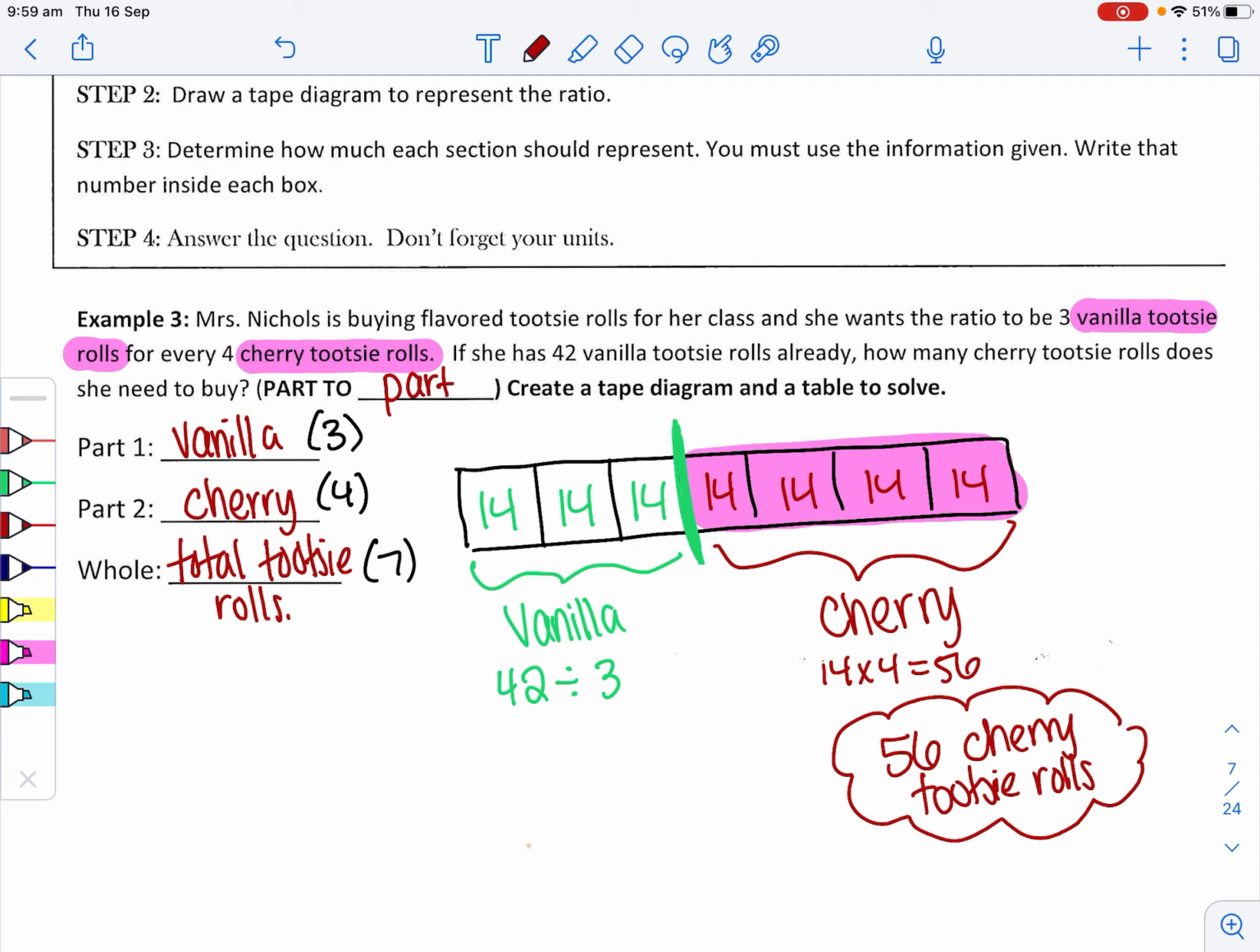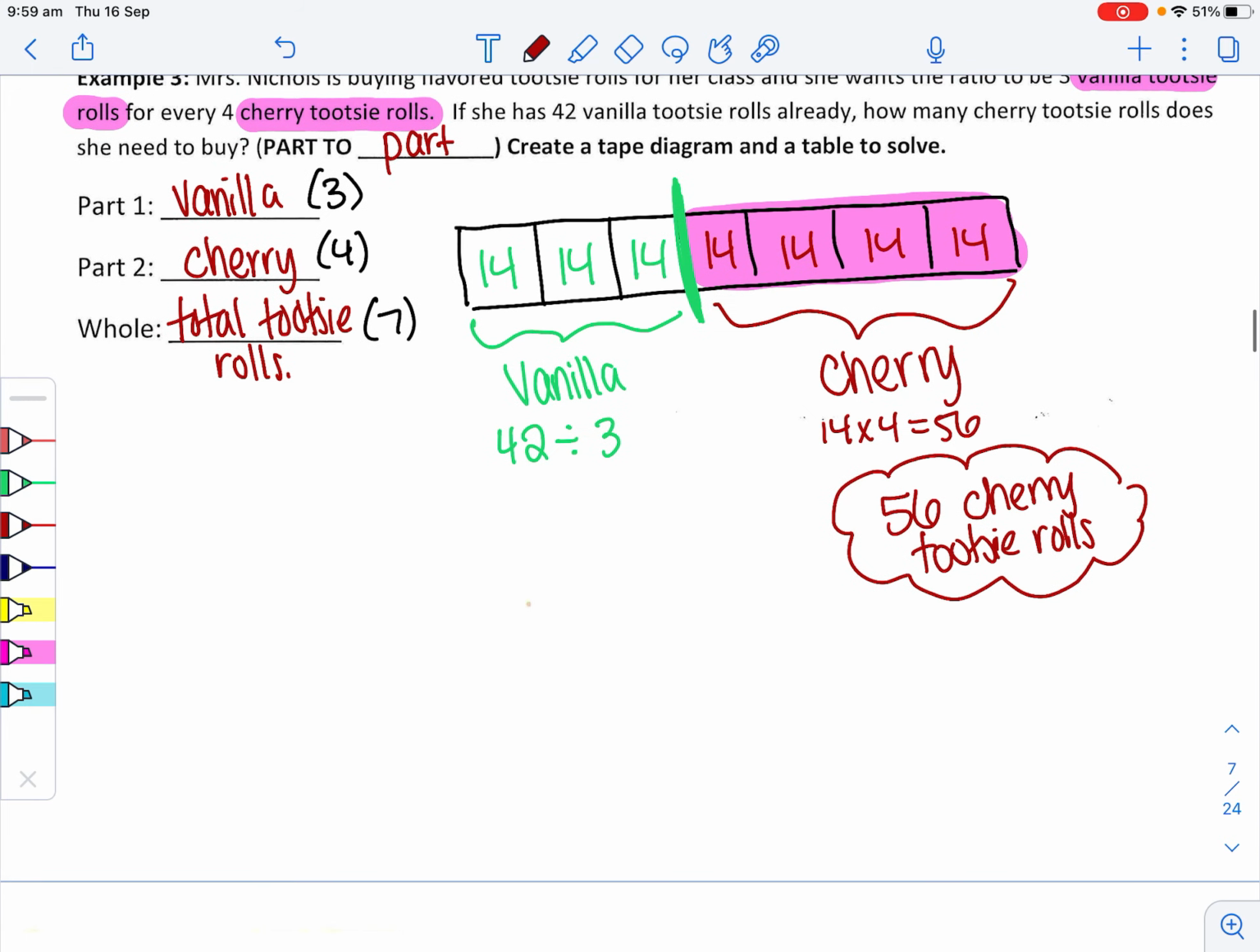This was using a tape diagram to solve this problem. The next thing I'm going to do is take this exact same question and do it in a table. Eventually you're going to be able to choose whether you use a table or a tape diagram. To start, we're going to have you do both so that you understand how to use both. And then we are going to move into you getting to pick: do you like tape diagrams or do you like tables?